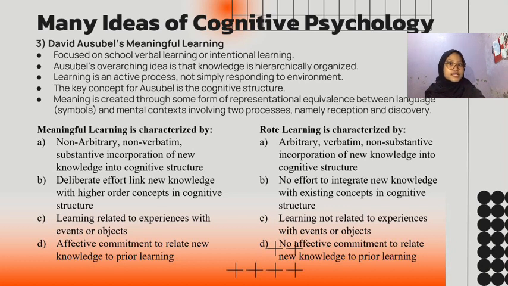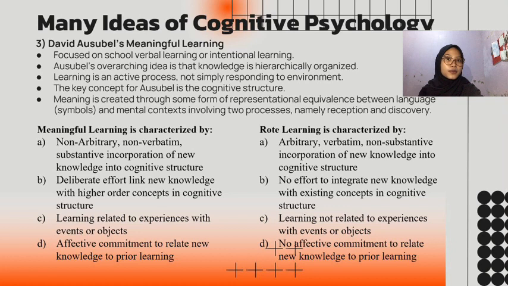Ausubel's overarching idea is that knowledge is hierarchically organized. Learning is an active process, not simply responding to the environment. The key concept for Ausubel is the cognitive structure. Meaning is created through some form of representational equivalence between language and mental content, involving two processes, namely reception and discovery. Meaningful learning is characterized by non-arbitrary, non-verbatim, substantive incorporation of new knowledge into cognitive structure.